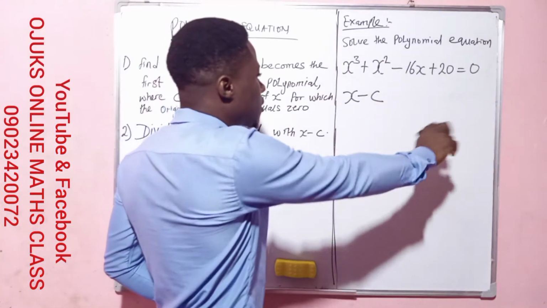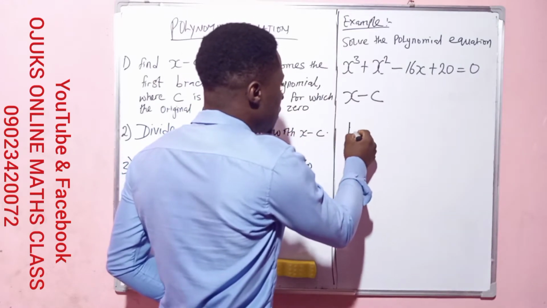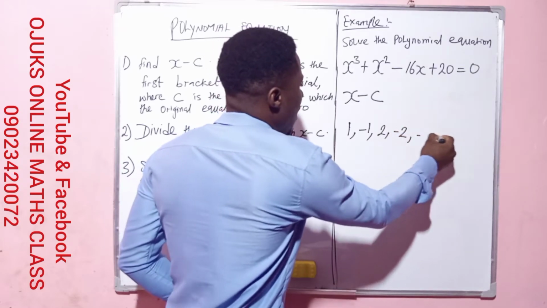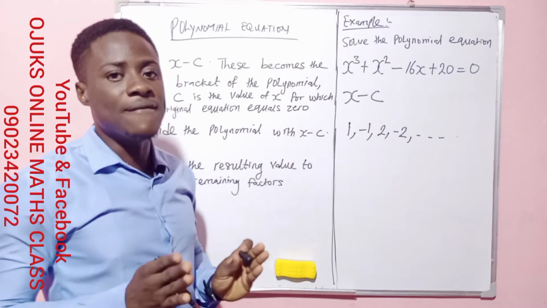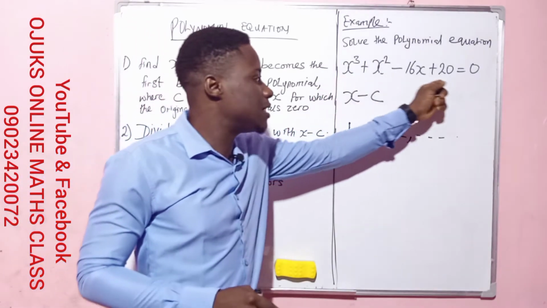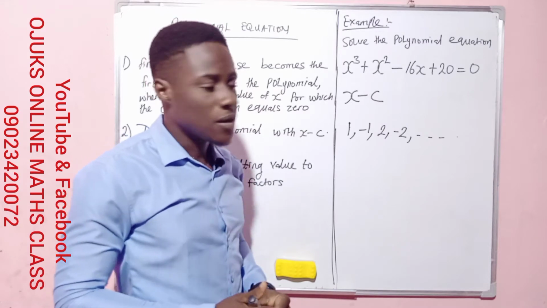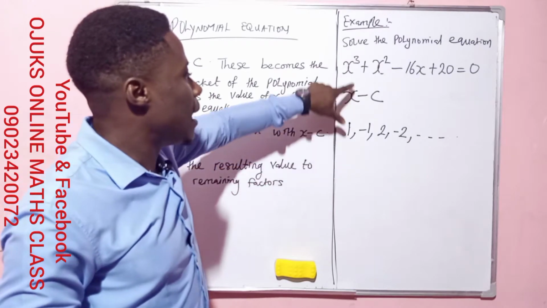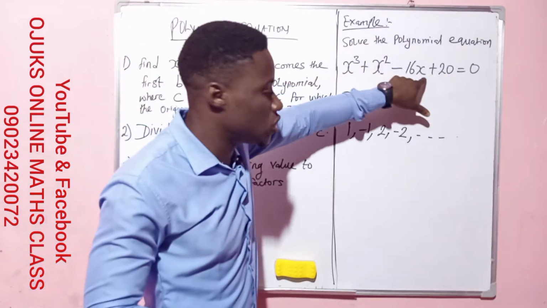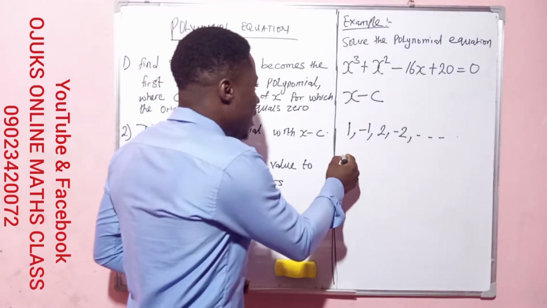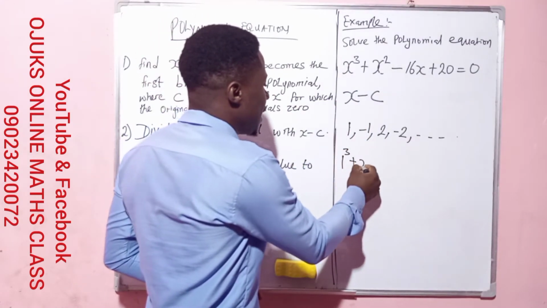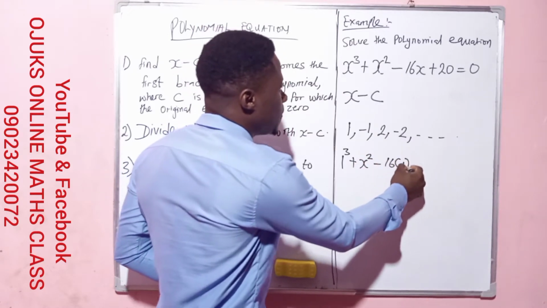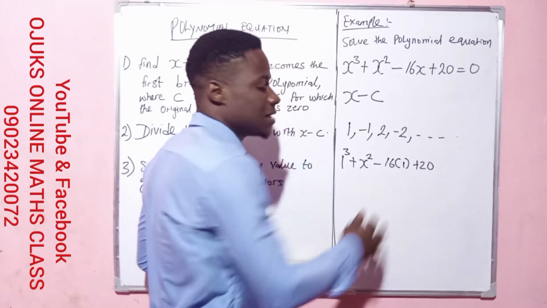First of all, we'll list the factors starting from 1, minus 1, 2, minus 2, then we'll have our ellipses till we get the value of x that will automatically render this equation equal to 0. Now let's try them out. If you assume the value of x as 1 and substitute it in this equation, we will have 1 raised to power 3 plus 1 raised to power 2 minus 16 times 1 plus 20. Will this give us 0?